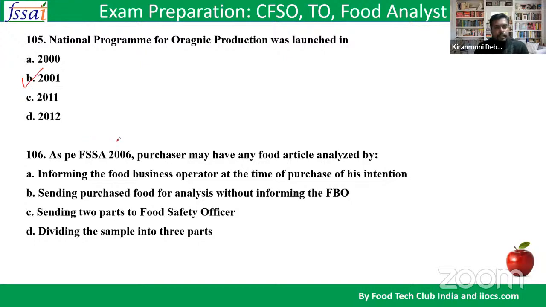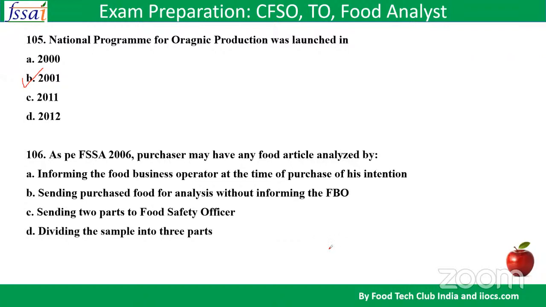As per FSSA 2006, Food Safety Standards Act 2006, purchasers may have any food article analyzed by informing the food business operator at the time of purchase of his intention, sending purchased food for analysis without informing the FBO, sending 2 parts to food safety officer, dividing the sample into 3 parts. Sir, A option. Very good.